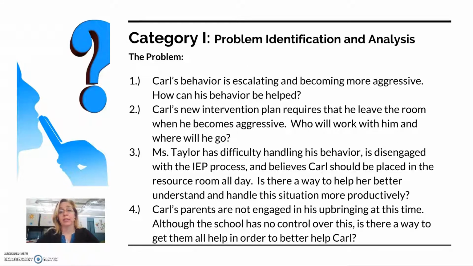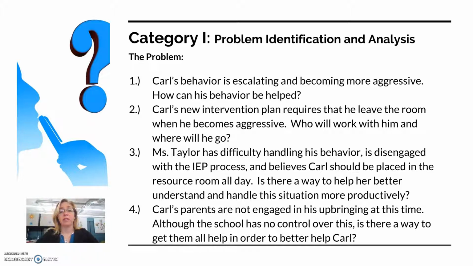So the problem I see is that Carl's behavior is escalating and he is becoming more aggressive. So we need to figure out how to help this behavior and eventually how to prevent it. Carl's new intervention plan requires that he leaves the room. I'm curious as to where he will go and what he will do during that time. Is there anyone that will work with him? Is Miss Green going to have a class for students? Since this isn't a scheduled time out, that's a problem.